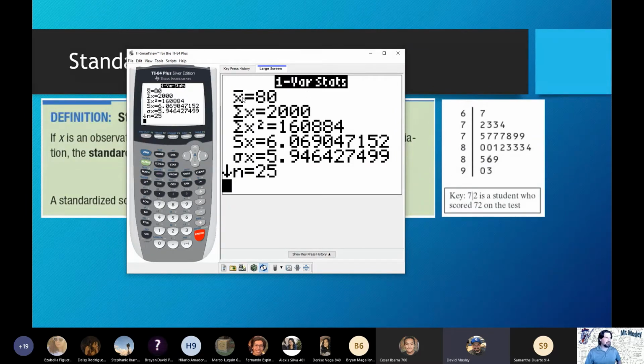We have an X bar, or mean, of 80 and a standard deviation, the S sub X, of 6.069047152. We'll round this to 6.07. Let's keep a couple of decimal places, and that should be accurate enough for what we're doing. We don't need any of the other statistics at this point because we only need the mean and the standard deviation. So we have 80 and 6.07.